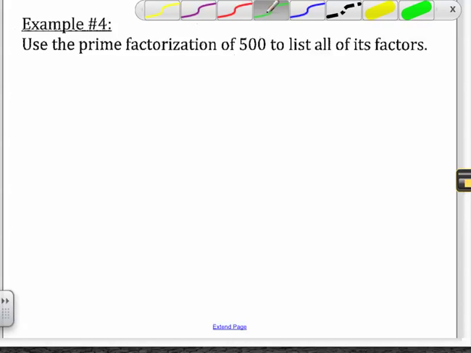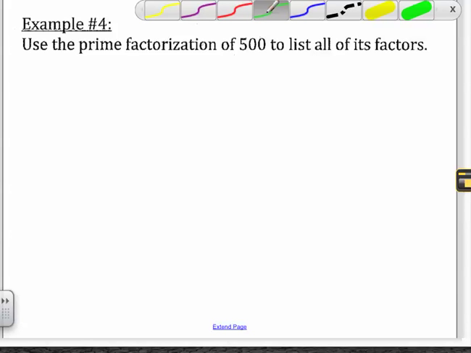Alright guys, here we go. Example number 4. It says use the prime factorization of 500 to list all its factors. Now in the first problem we listed all the factors of 24. We wrote 1 and 24, 2 and 12, 3 and 8, 4 and 6. Okay?